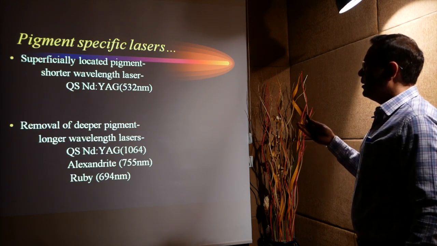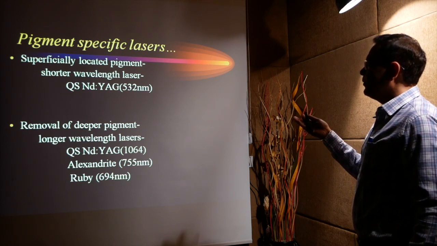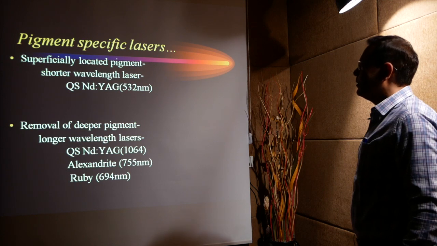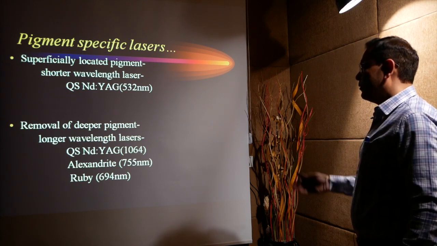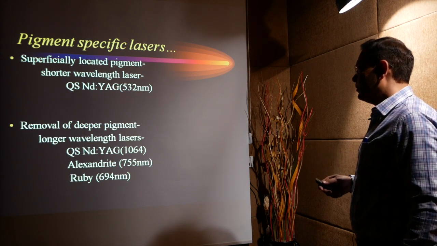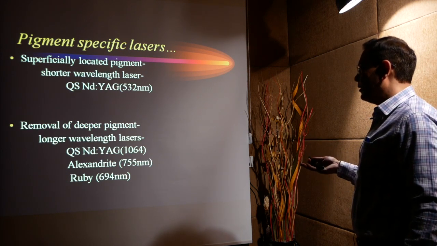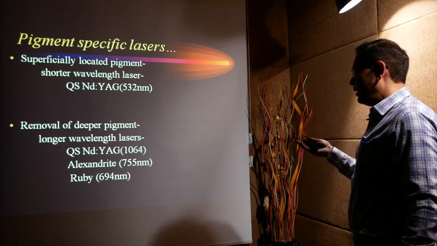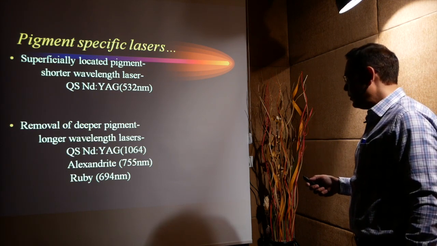The commonest laser that we use for superficial pigmentation is the Q switched Nd:YAG laser, that is the 532 nanometer wavelength. Now coming to the removal of deeper pigment needs a longer wavelength. So the examples of lasers of longer wavelength are Q switched Nd:YAG laser, Q switched alexandrite laser and the Q switched ruby laser.